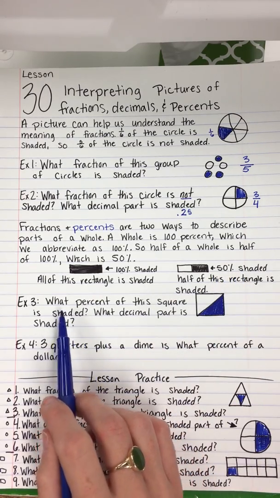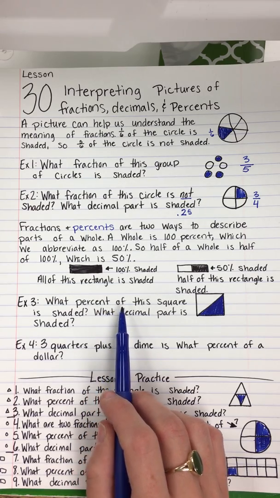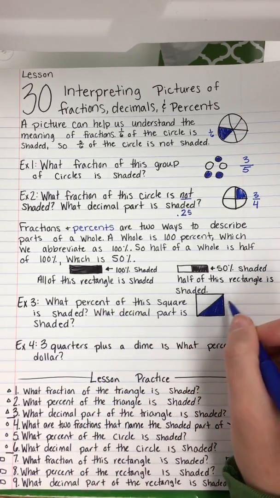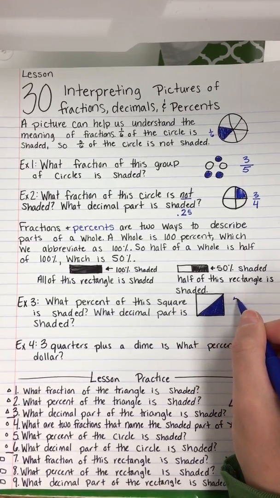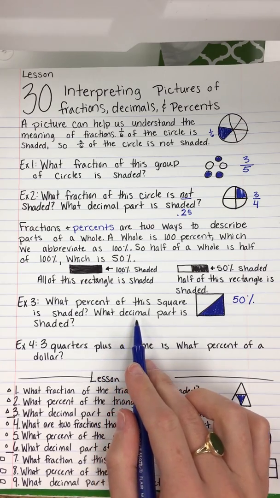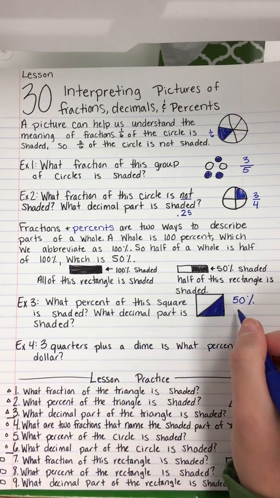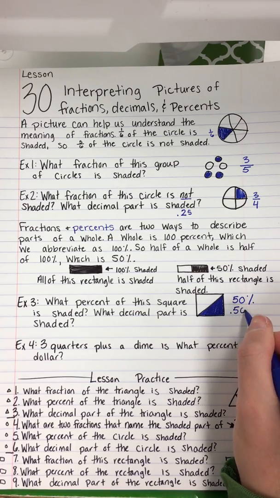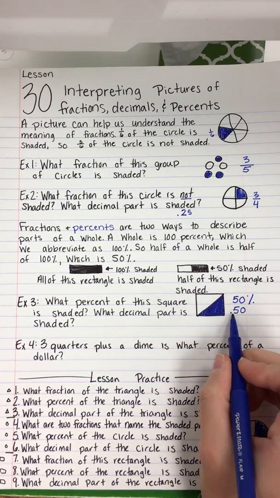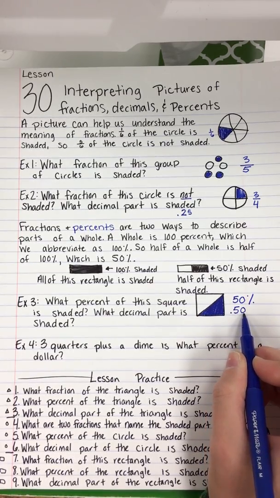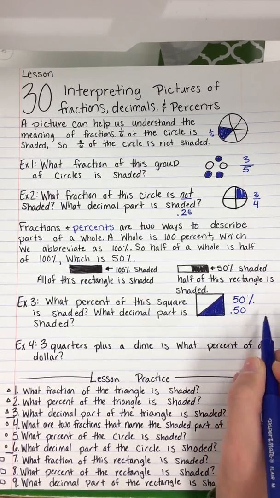Example 3. What percent of this square is shaded? Well, we can look at this square and see half of it, and we know half is 50%. And what decimal part is shaded? Well, we can think of the same thing as 100 would be whole, and so half is 0.5 or 0.50. You don't have to have this 0 at the end. It does nothing after the decimal point.